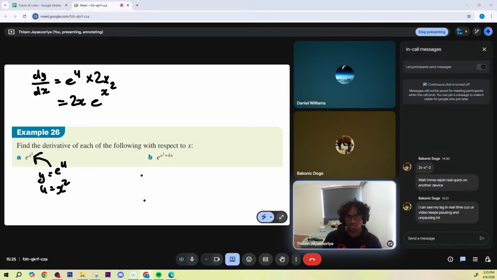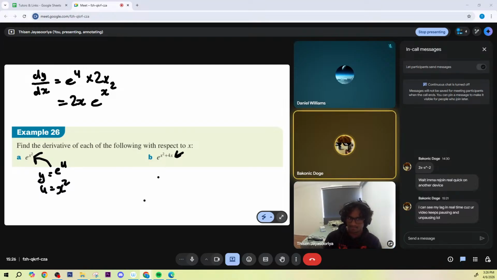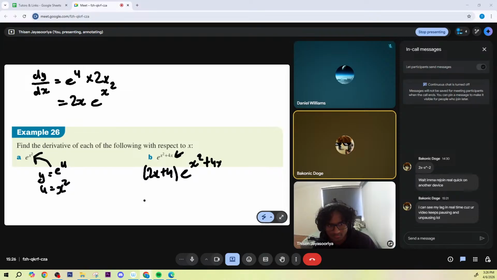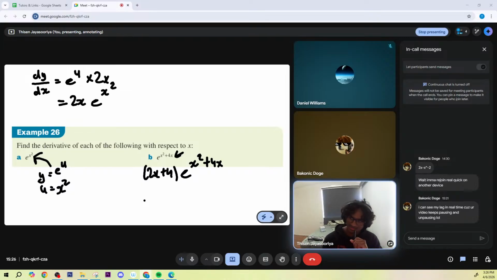So I'll let Joe have a go at this one. Try and use the quick chain rule to do this one, Joe. So what's the derivative of e to the power of x squared plus 4x? So we got 2x plus 4 times e to the power of x squared plus 4x. Very good. Does that make sense? Daniel, have you got that?